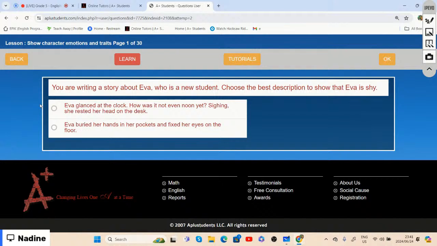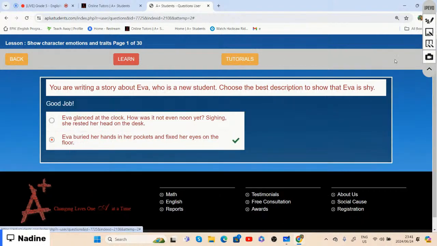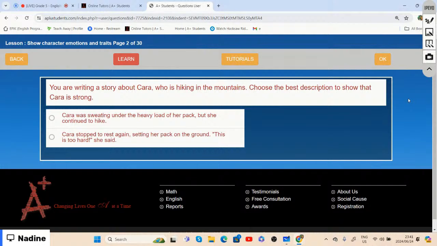All right. So if we were to choose the correct option to show that someone is shy, then we can say that she buried her hands in her pockets and fixed her eyes on the floor. So option two is correct because remember, she's shy. She doesn't even want to look at anybody. She's going to have to have a conversation, and she doesn't know how to start it, right? And that is how we behave. I also did the same thing. Usually, when you start a new school or a new job, we have a sense of shyness.